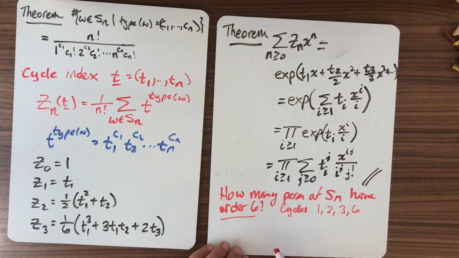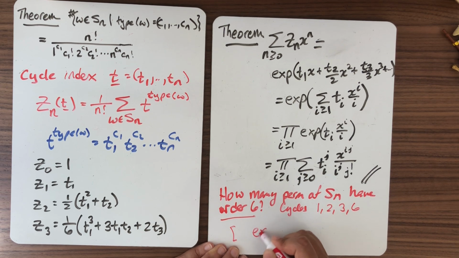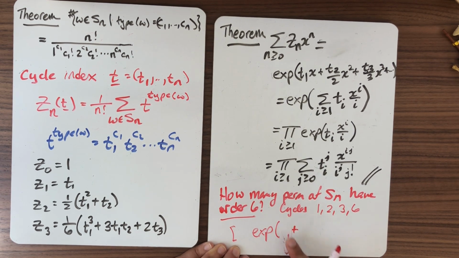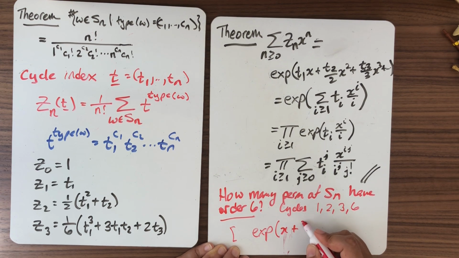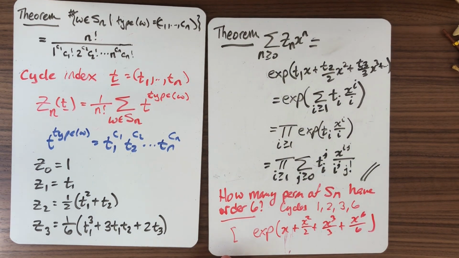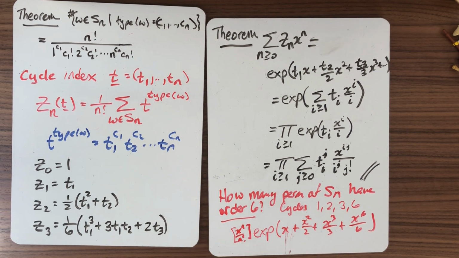So if I think about how I'm doing this generating function, I can say, okay, well, this is just going to be the coefficient that I'm going to take of exp of x plus x squared over 2 plus x cubed over 3 plus x to the 6th over 6. And so then I just have to take the coefficient of x to the n over n factorial in this, and that's going to tell me how many permutations of Sn have order 6. So this is an application of using the generating function like this.